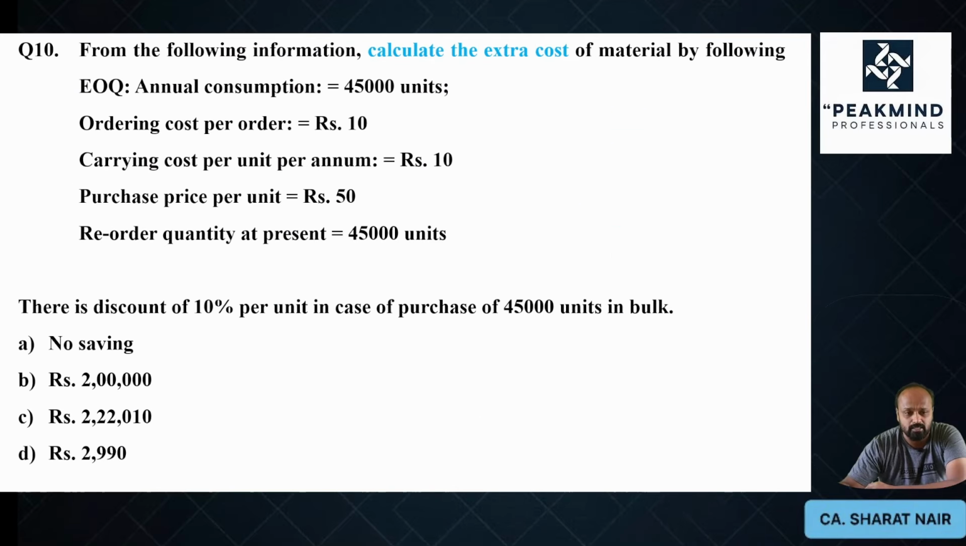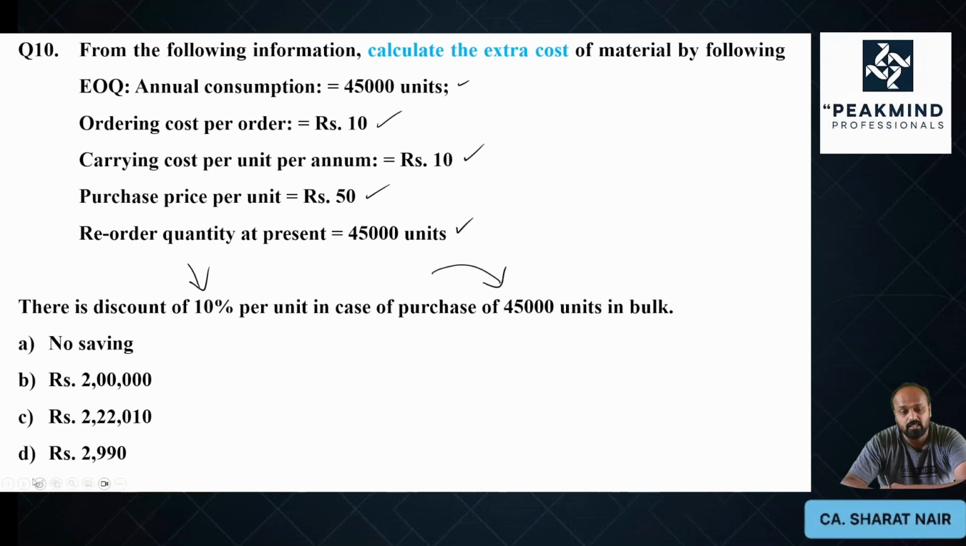Moving on to the 10th question, which is an EOQ question. It is an interesting question, where they are asking about finding out the extra cost if it will be incurred. To compute EOQ, we are given the details. Annual consumption is 45,000 units. Ordering cost per order is 10 rupees, and carrying cost is given as 10 rupees. Purchase price is given as 10, and the reordering quantity at present is given as 45,000. They have mentioned there is a discount of 10% per unit if the entire lot is bought at one stretch.